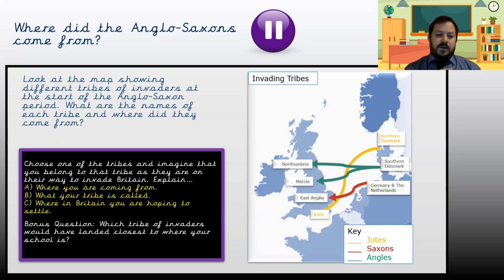There's a bonus question. Which tribe of invaders would have landed closest to our school? Would it have been the Angles, the Saxons, or the Jutes? Maybe pick those. Maybe pick some others. But just have a go. Think about what you would have been like as you came across. Think about the reasons why you might have been coming. What did you know of Britain before you came? Pause now and have a go.